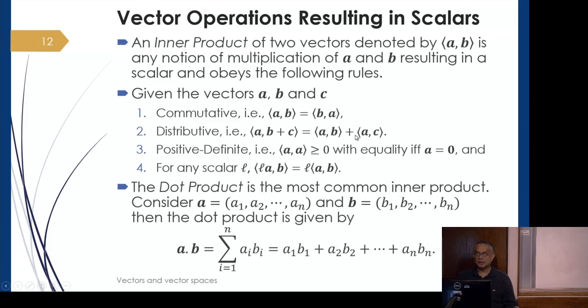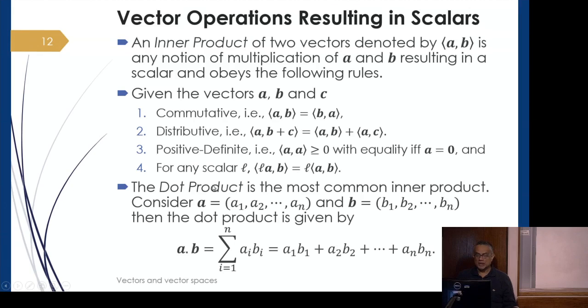There's a third property which is called the positive definite property. It's a very important property for inner products. The inner product of a vector with itself leads to a value that's greater than 0. You cannot have any element of the result be negative. And it's equal to 0 exactly when A is 0. Otherwise, it cannot be 0. Now, for any scalar L, L times A and the result's inner product with B is the same as taking the inner product of A and B and multiplying it by L in the end.